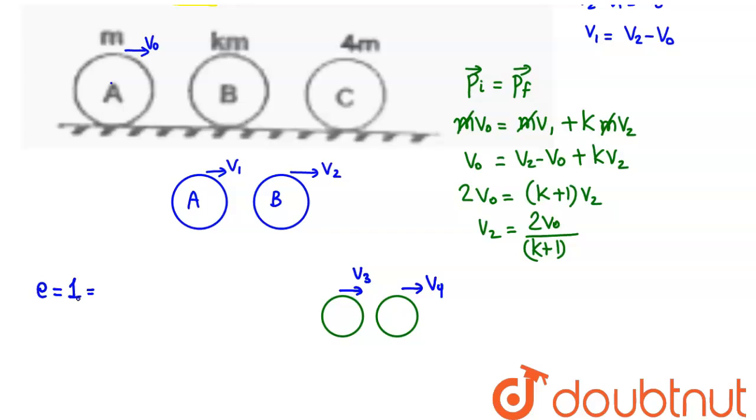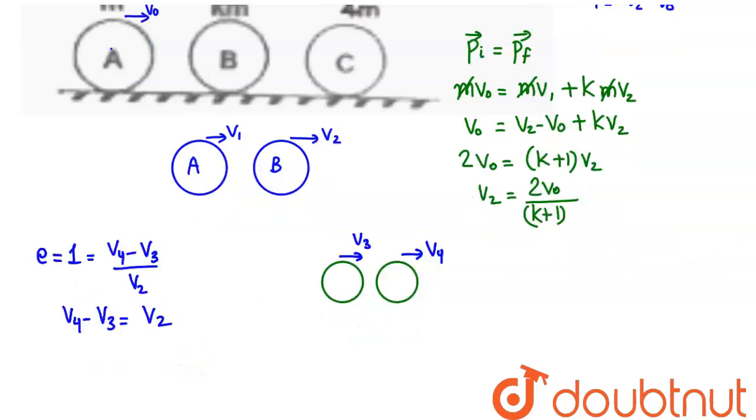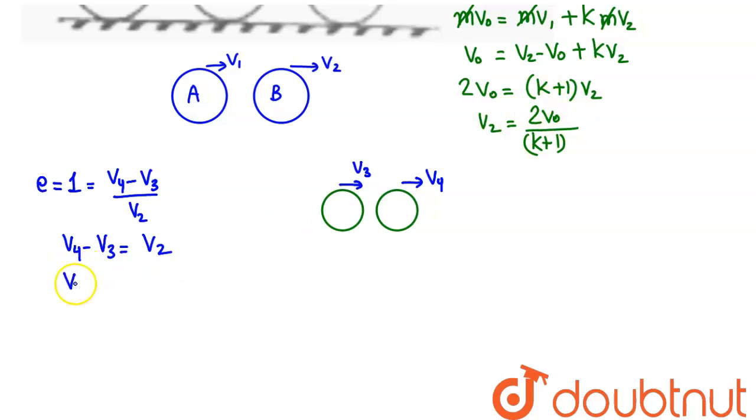again the coefficient of restitution, which will be equal to 1. So this gives us v4 minus v3 divided by the velocity of approach; initially C was at rest, so the velocity of approach will be equal to v2. So v4 minus v3 is equal to v2. We have velocity of B, v2, as 2v0 upon k plus 1, so v4 minus v3 is 2v0 upon k plus 1.